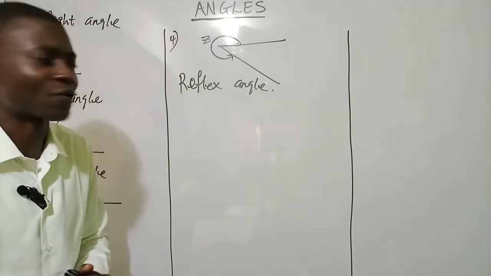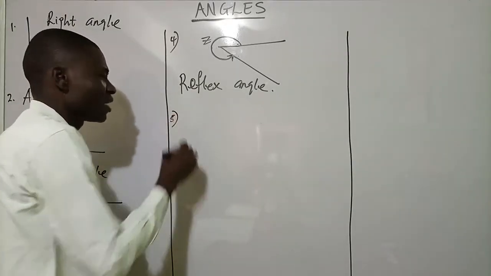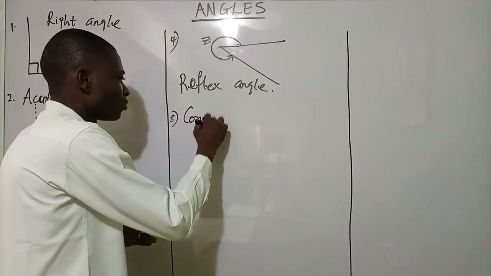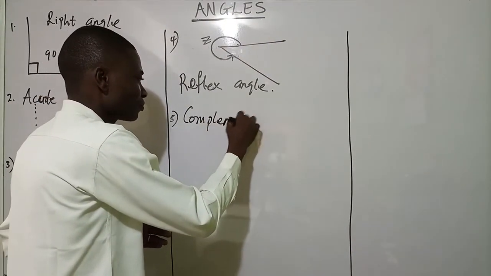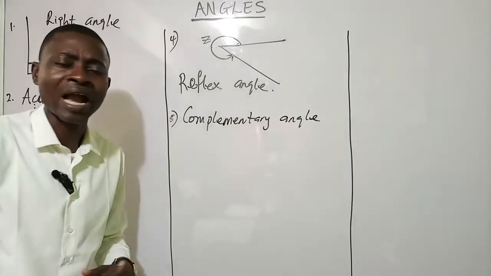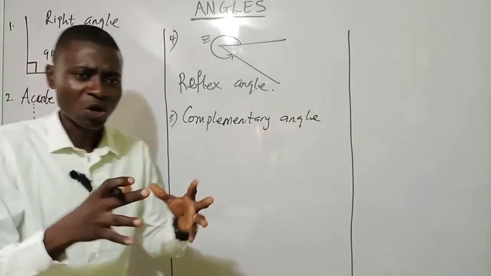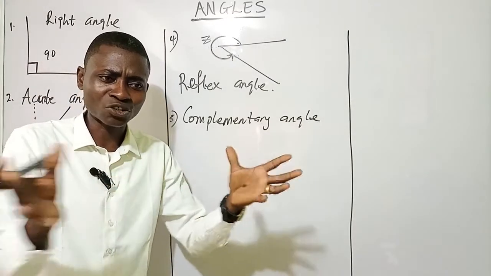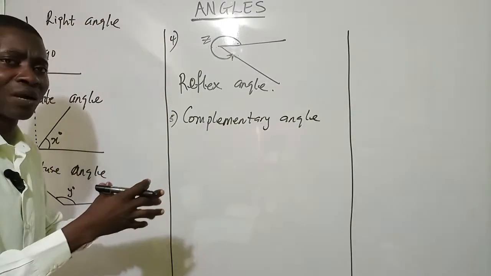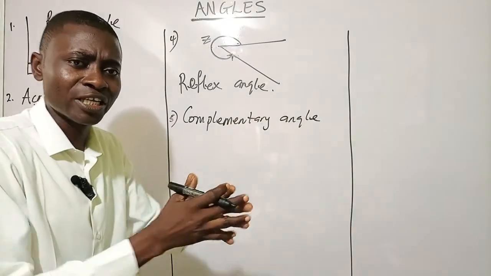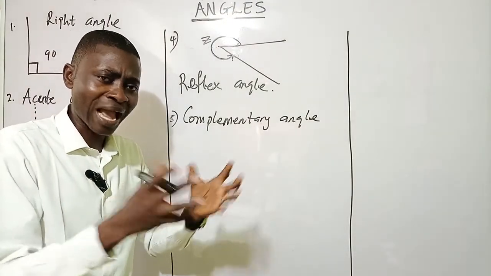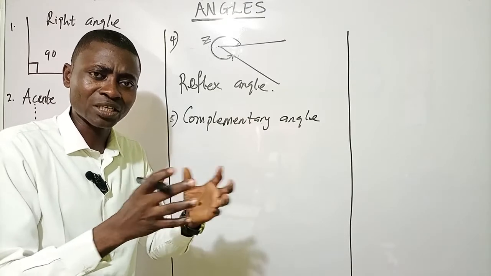Now we have another type of angle that we will call a complementary angle. Now, what is a complementary angle? We'll talk about complementary. What comes to your mind? Like two things coming together. Complementary angles are angles whose sum is equal to what?